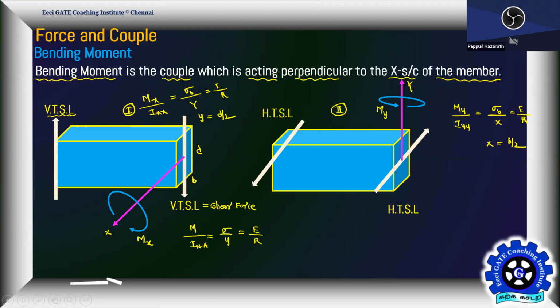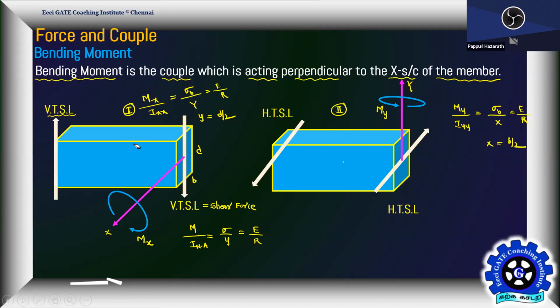This kind of thing you have not seen in the B.Tech. Most of the loads are vertical transverse shear loads only. But if they frame a question on horizontal transverse shear load, you will face a problem. So the distributions you will be getting like this, but here you will be getting distributions in a different fashion. That part, I think the strength of material faculty will take care of.